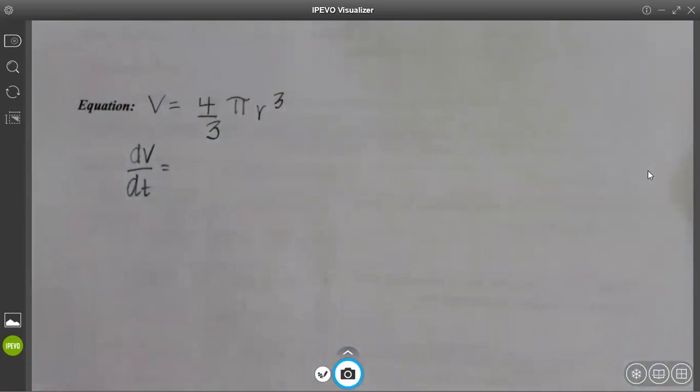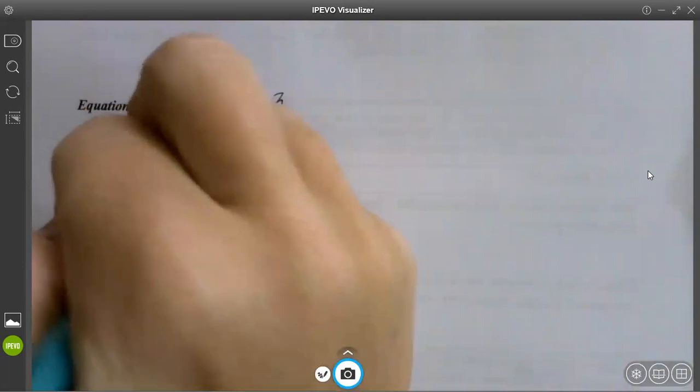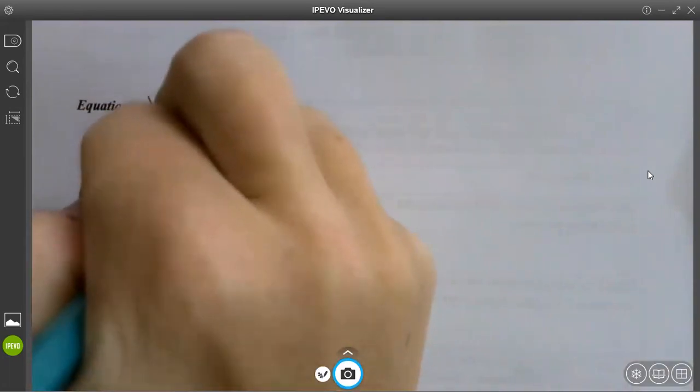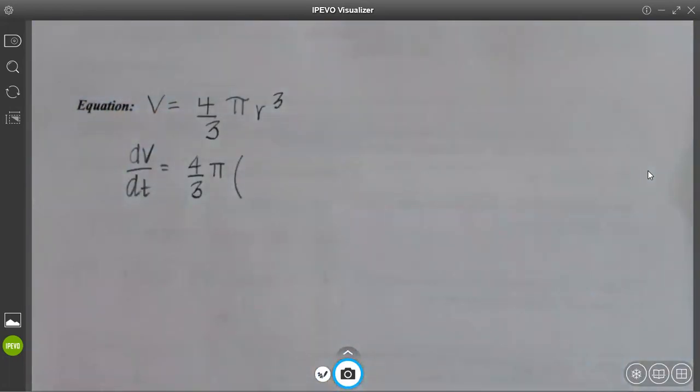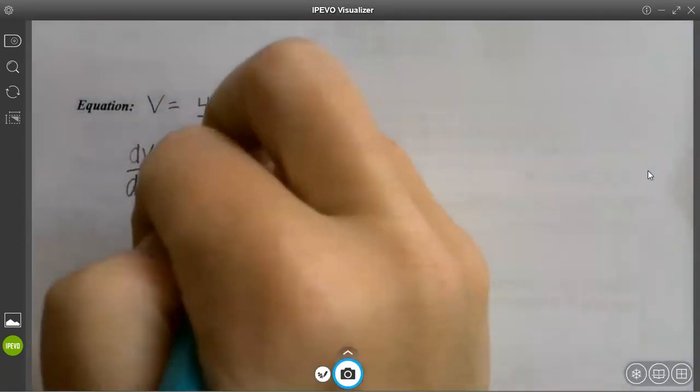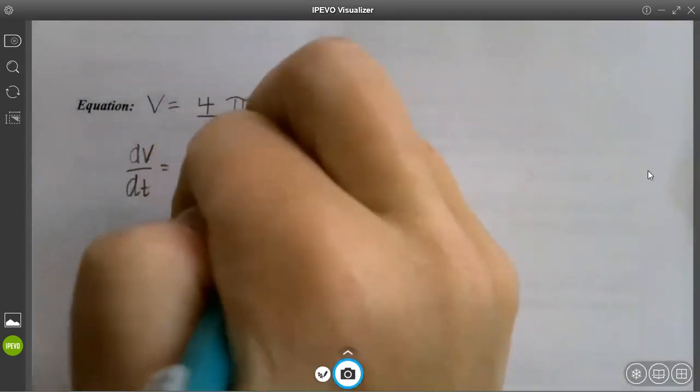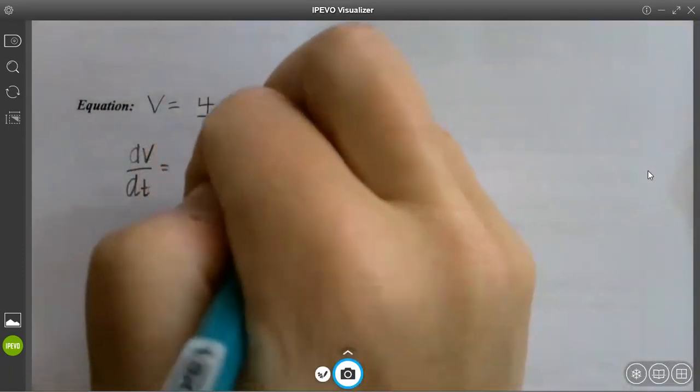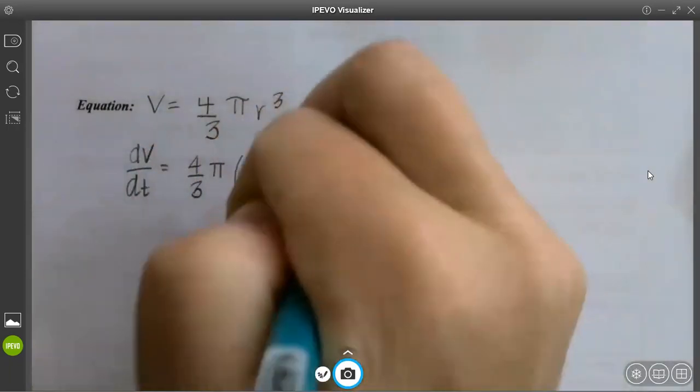Remember that pi goes with that 4/3. So it's just a regular constant. So we're going to pull it out. What's the derivative of r cubed? 3r squared. And what do I have to write with that? dr/dt.